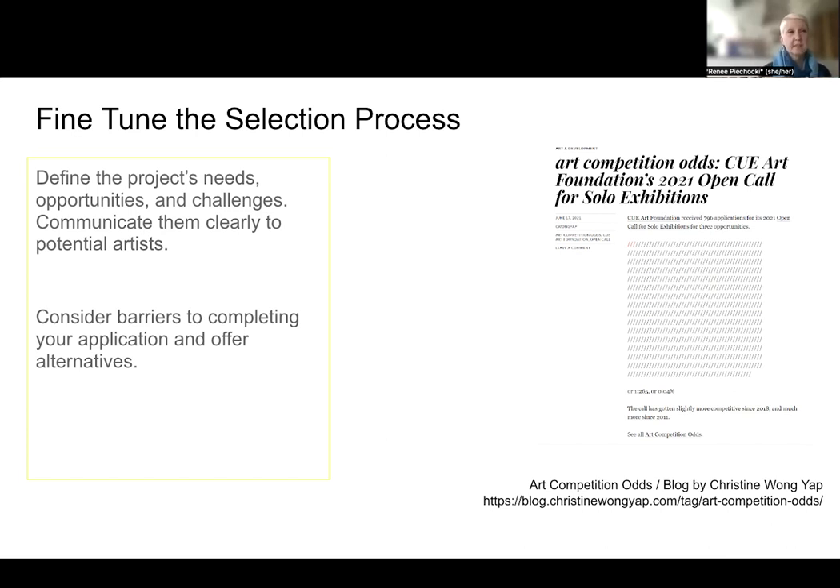And if your application is as complicated as doing your taxes, try narrowing it down to the components that will help you pick the best artist for you. You can always ask for more information from your smaller group of finalists. We can go to the next slide.